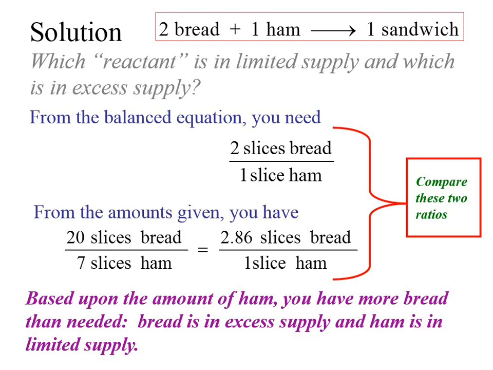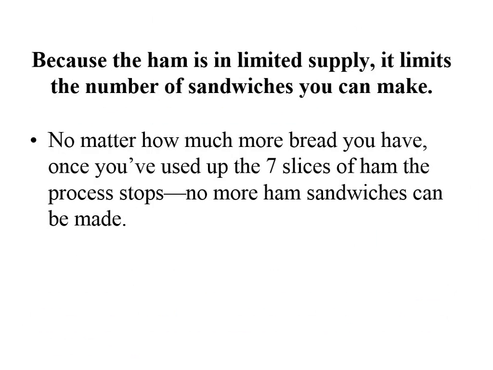One emphasis of stoichiometric calculations and identifying the limiting reactant is that everything falls into place based upon the reactant that's there in limited supply. In the case of our sandwiches, it was how many sandwiches we could make based upon the ham, and how much excess bread is going to be left over based upon the ham. So here we go. Ham was the limited supply reactant.